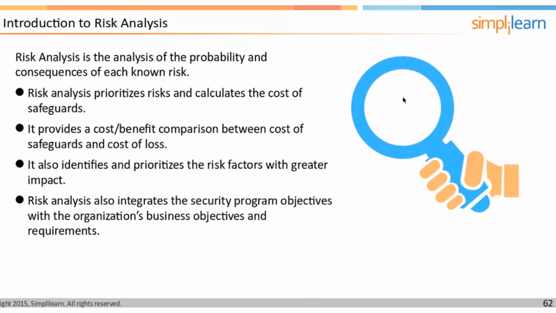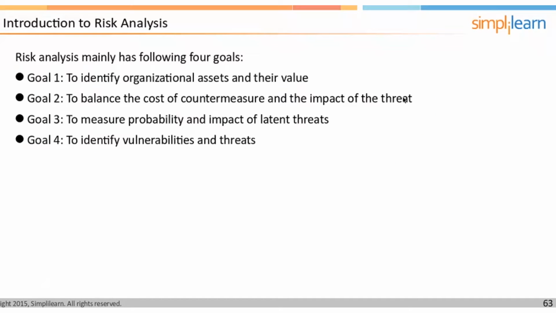All right, so the next step is that we need to do a risk analysis. The idea is to calculate the probability and the consequence of each known risk. The goals are to identify the organizational assets and their values. Assets can be both tangible as well as intangible. What does tangible and intangible mean?